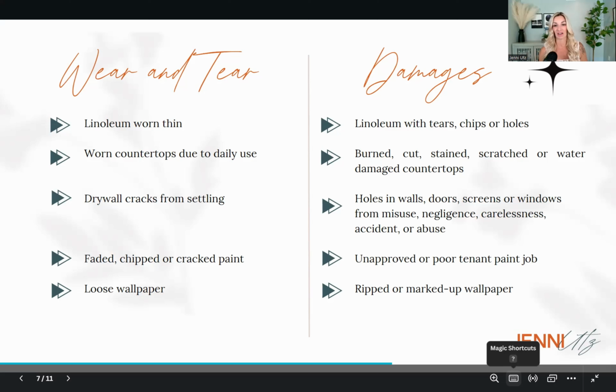Drywall cracks from settling versus holes in the wall. These are all wear and tear. And be careful when we're talking about drywall cracks and cracks potentially in the foundation. These are all things that would need to be addressed right away, even if a tenant was in the property. So just once again, trying to remind you to do your checks on the property.